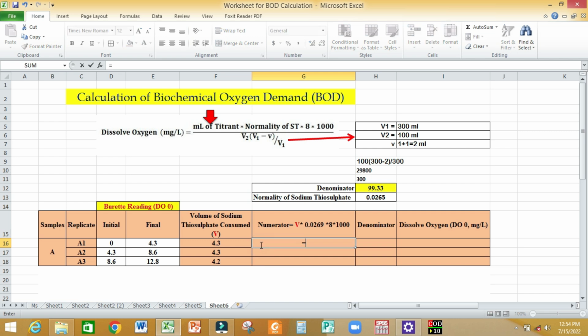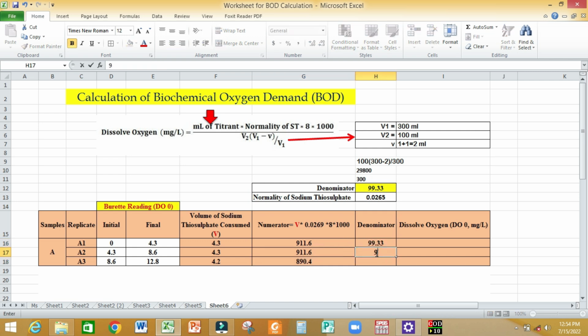So V will be 4.3 into the normality of sodium thiosulfate. Since I standardized my sodium thiosulfate, the value will be 0.0265 into 8 into 1000. So this will give you the numerator portion of the DO formula. Similarly for the other replicates. Then the denominator is 99.33.